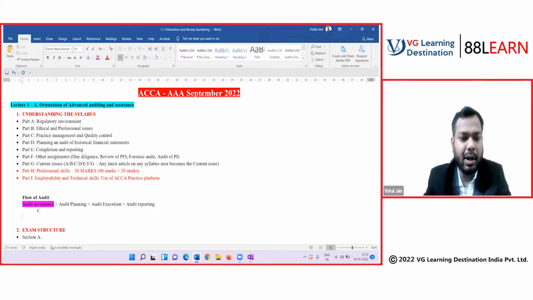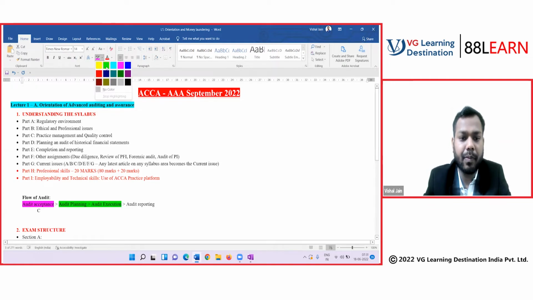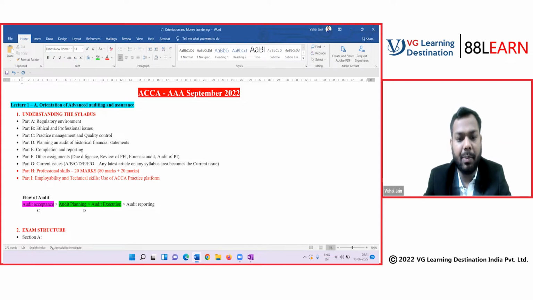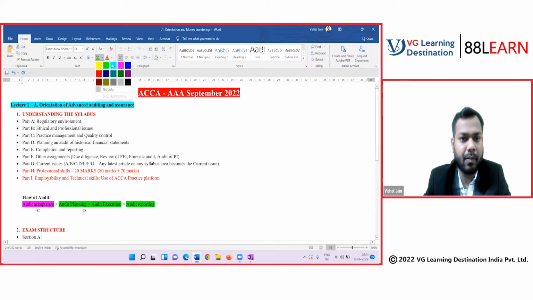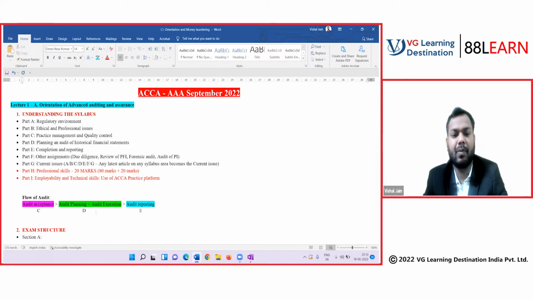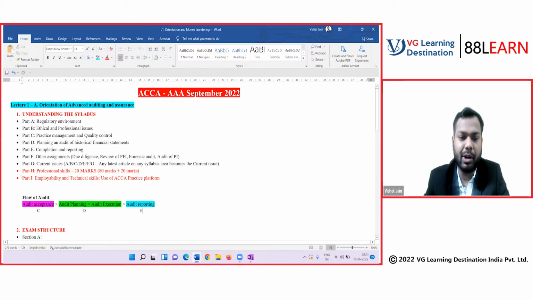Now, audit planning and execution is covered under syllabus area D, and audit reporting is covered under syllabus area E. So that's how the flow of audit goes. I hope you have understood it. The syllabus you have understood, I believe. Does anyone have any challenges in understanding the syllabus?